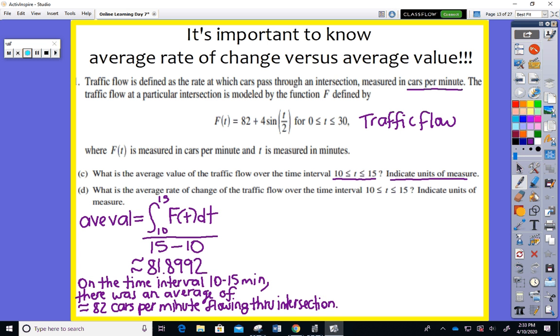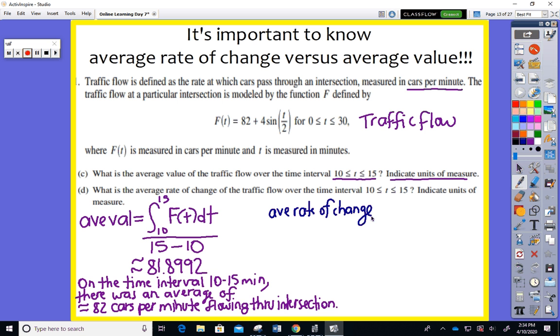So since it's the average value of traffic flow, I'm going to use the same units of measurement as traffic flow was given. All right, on the second one, what is the average rate of change of the traffic flow? On this one, a rate of change means a derivative, right? So if we approximate the derivative, f prime of x is approximately equal to f of b minus f of a over b minus a.